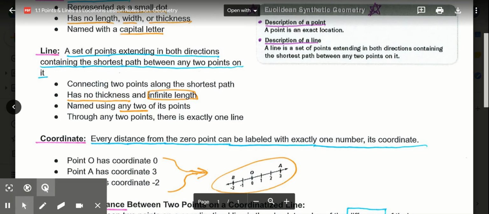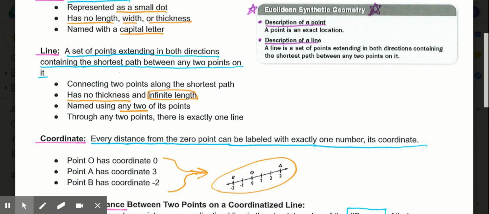Then, through any 2 points, there is exactly one line. So it doesn't matter where these 2 points are located. Any 2 points can always be connected with exactly one line. And later, we'll also get into a definition of a plane. Through any 3 points, we always have a plane in geometry. So through any 2 points, we get a line, and as you'll see in the next couple lessons, through any 3 points, we get a plane.